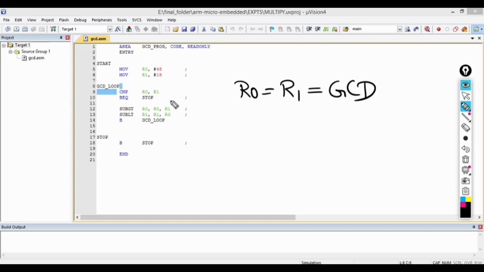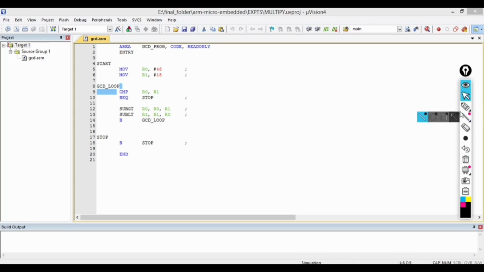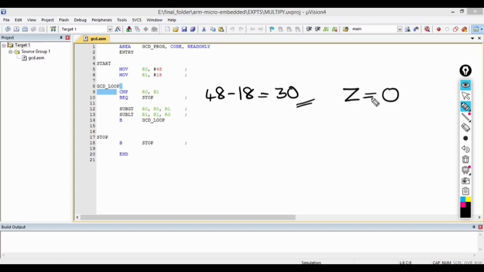If that is not the case, we'll perform the actual subtraction. Here in this particular case, since the values are 48 and 18, internally subtraction happens due to comparison. That is, 48 minus 18 happens. The result is 30, but compare doesn't store the result. Instead, it updates the conditional flags of the CPSR register based on the result. From the result, it's clear that the Z flag will be set to 0 because the result is not 0. As of now we don't have to consider other flags.